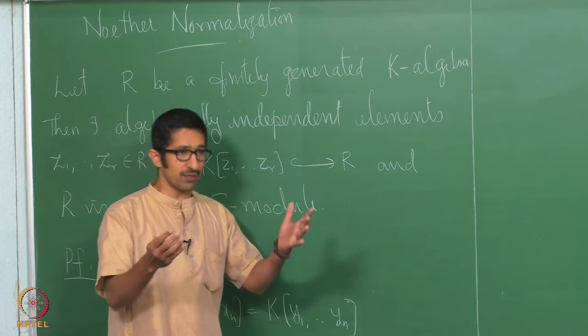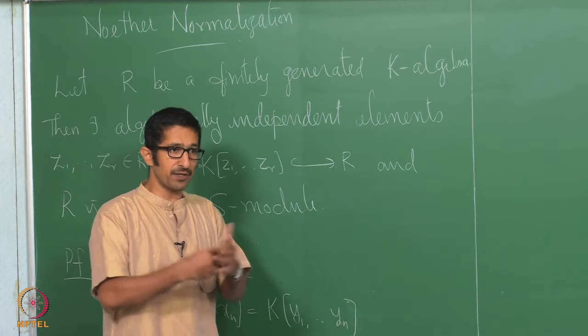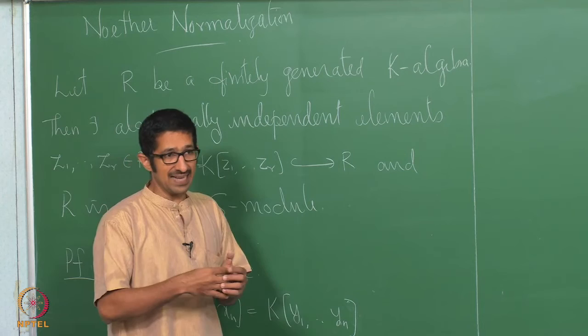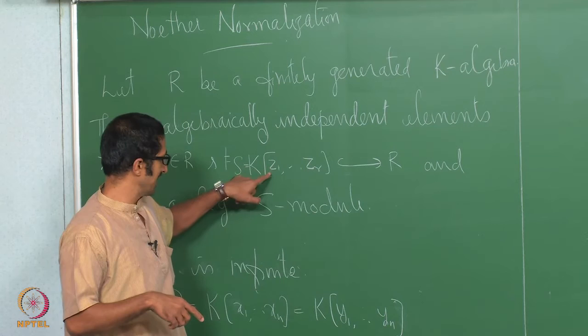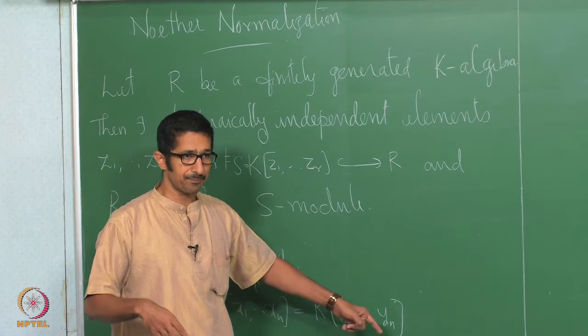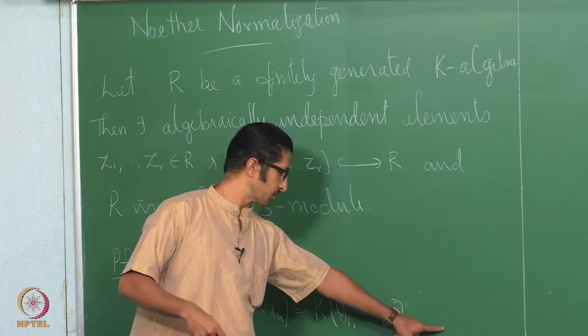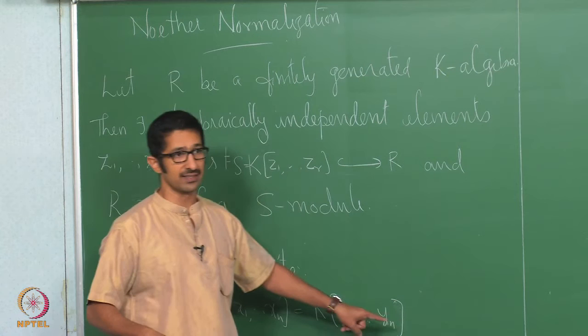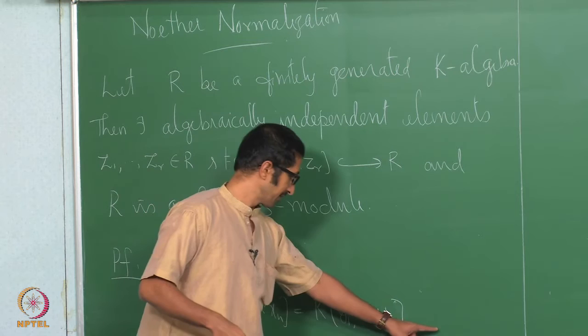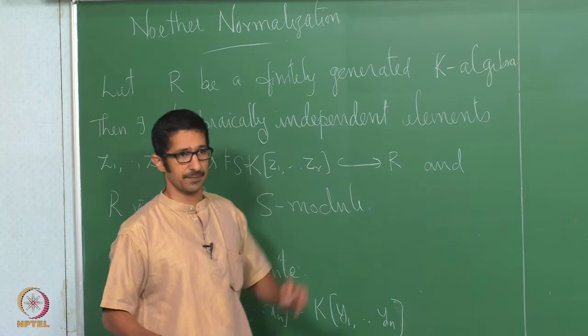Now, K[y1, ..., yn-1] has only n minus 1 generators as a K algebra. Therefore, we can apply induction and say that there exist variables z1 up to zr such that K[z1, ..., zr] injects into K[y1, ..., yn-1], and the extension is finite. Now K[y1, ..., yn-1] to K[y1, ..., yn] is again finite because yn is integral over K[y1, ..., yn-1]. Therefore, we have K[z1, ..., zr] to R is finite. That is how we proved the Noether normalization lemma.